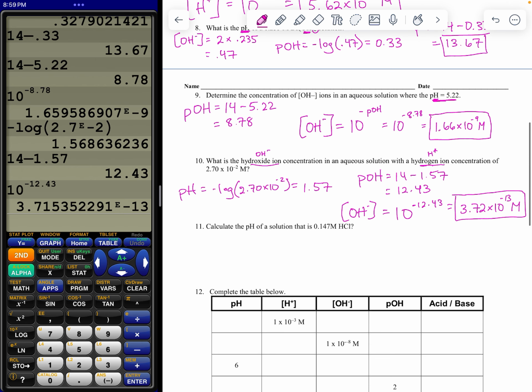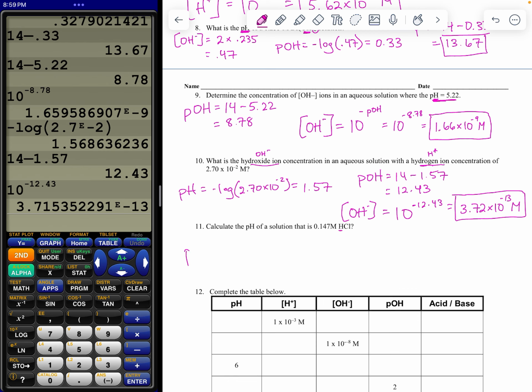All right, calculate the pH of a solution that is 0.14 molar HCl. Again, we're looking to see how many ions. In this case, we're talking about an acid because it has a hydrogen ion in the front, and there's only one, so we don't have to do any multiplier there.